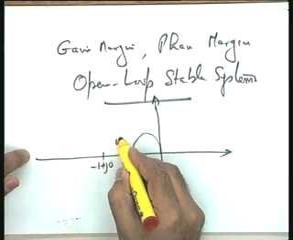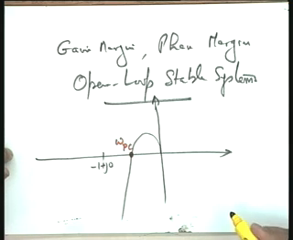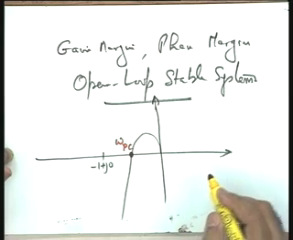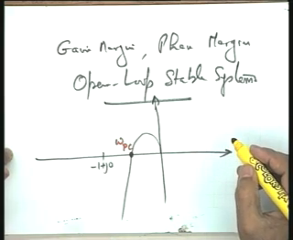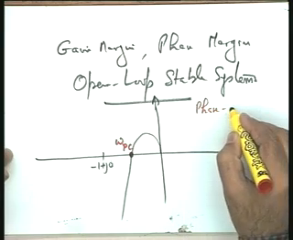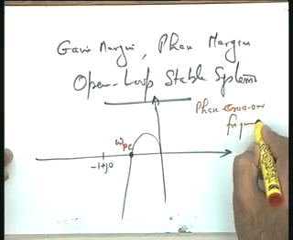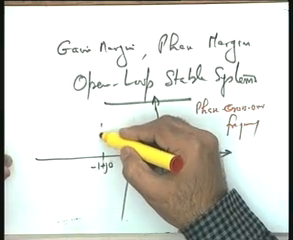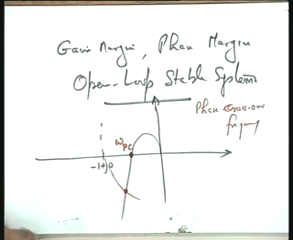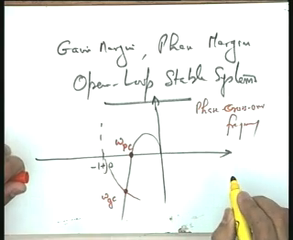So, let me call this omega PC, omega phase crossover. That is, it is the phase crossover frequency, the frequency at which the angle is minus 180 degrees. These terms will be very often used and hence should be clear. Phase crossover frequency. Similarly, let me take the point at which the magnitude is 1, unit magnitude, and let me call this frequency omega GC, gain crossover frequency.